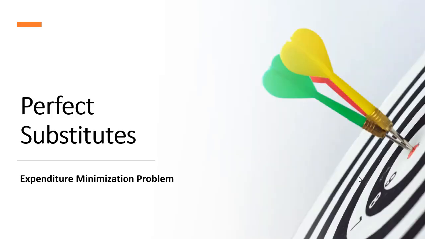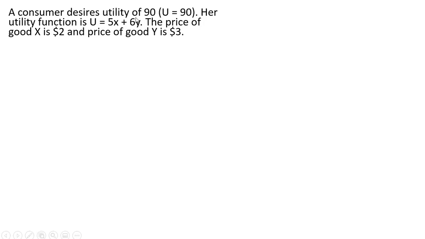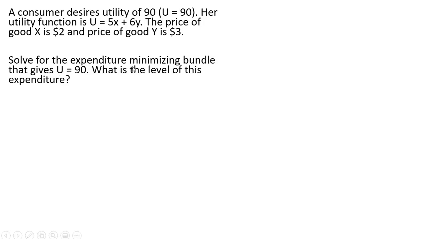We're going to take a consumer with a perfect substitutes utility function and then do an expenditure minimization problem. A consumer desires utility of 90. Her utility function is given by u equals 5x plus 6y. The price of good x is $2 and the price of good y is $3. Solve for the expenditure minimizing bundle that gives this consumer utility equal to 90. What is the level of this expenditure?